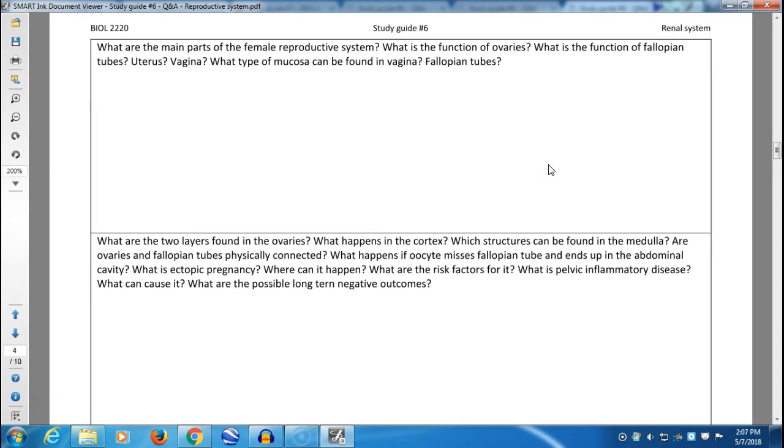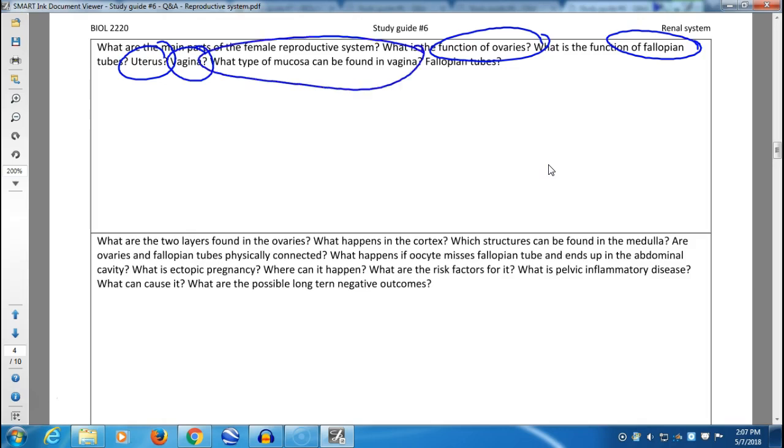Female reproductive system. Yeah, the list that I told you. Just know them. Okay? Ovaries, that's where the follicles are developing. Fallopian tubes deliver the follicle, the mature oocyte, through to the uterus and allow it to be fertilized. Uterus: implantation of the fertilized ovum. Vagina: copulatory organ, type of mucosa, stratified squamous epithelium.